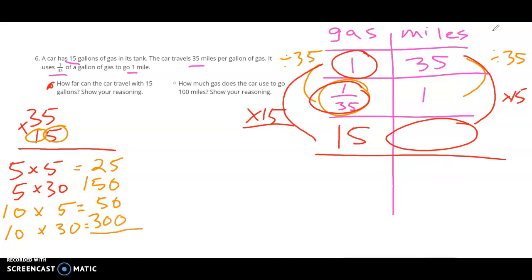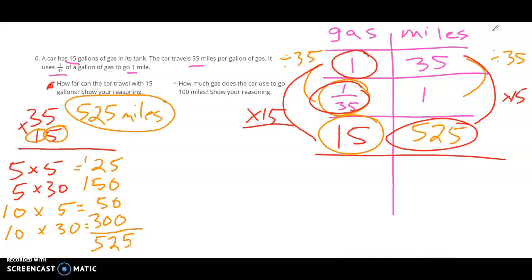Now we add all of these products up. 5 plus 0 plus 0 is 5. 5 plus 5 is 10, plus 2 is 12. 3 plus 1 is 4, plus 1 more is 5. That tells us that this car can go 525 miles on 15 gallons of gas.